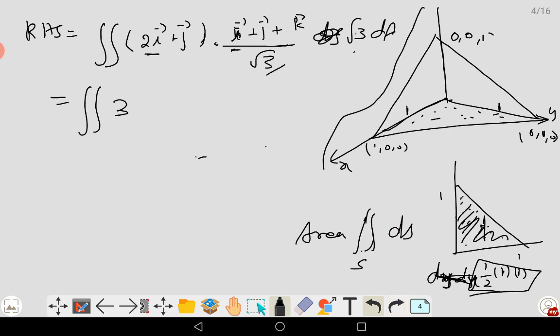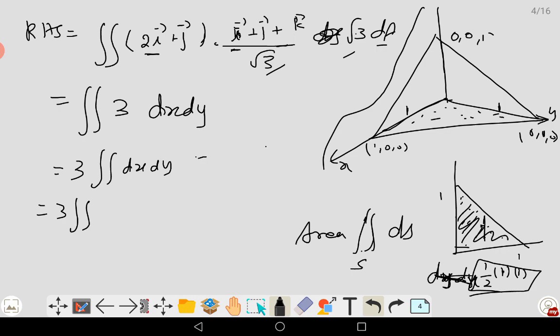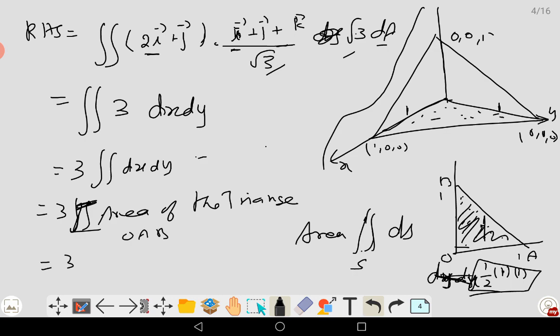And this root 3 will be cancelled. dA can be dx dy on the xy plane, so it is 3 times dx dy. We can write 3 times the area of the triangle OAB, because we are on the triangle. What is it? 3 into half into 1 into 1, so 3 by 2. The answer is 3 over 2.